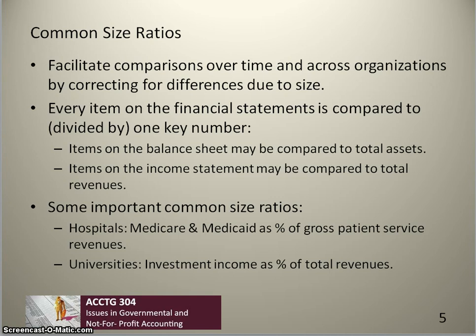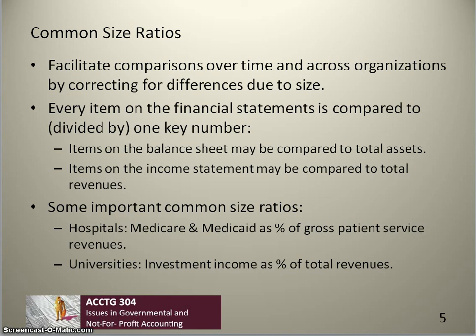Common size ratios facilitate the comparison of organizations over time and to one another by correcting for differences due to size. For example, one organization may have $1 million in cash, another organization may have $500,000 in cash. But we can't really conclude that the organization with $1 million in cash is more liquid because we have to measure its cash relative to the size of its operations or relative to its amount of total assets.